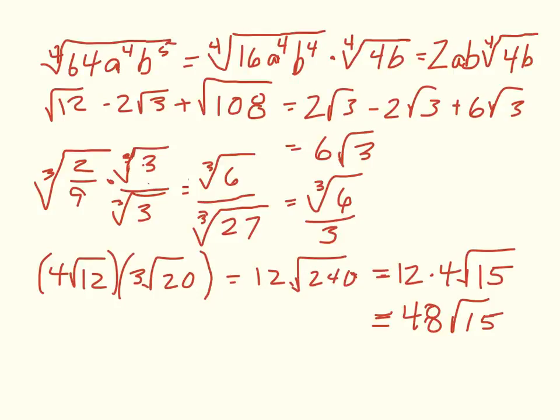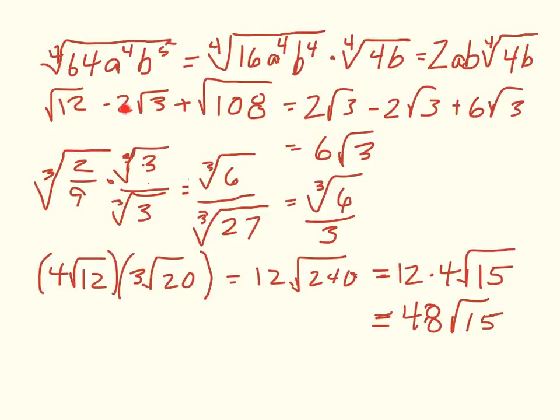A to the 4th is a perfect fourth power that divides evenly into a to the 4th, and b to the 4th is the largest fourth power that divides evenly into b to the 5th. So the fourth root of 16 is 2. The fourth root of a to the 4th is a. The fourth root of b to the 4th is b. And that leaves me with the fourth root of 4b that still cannot be simplified any further.